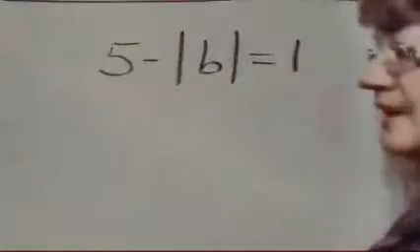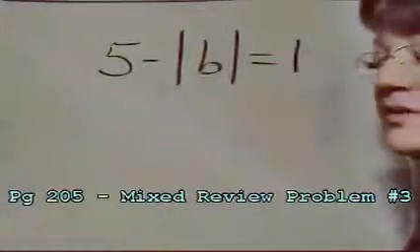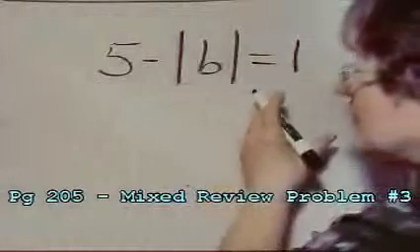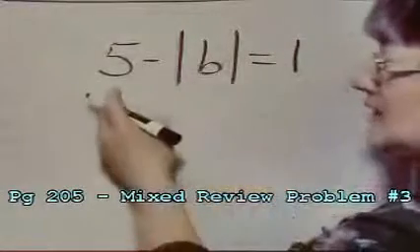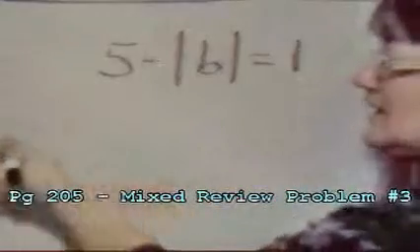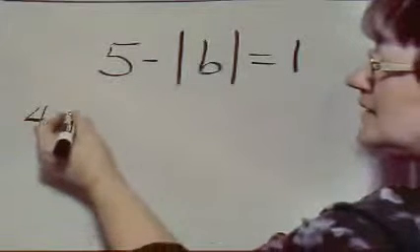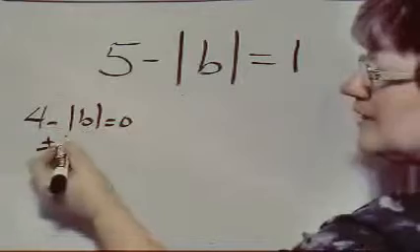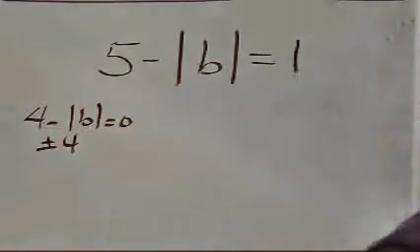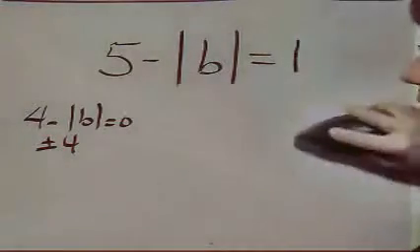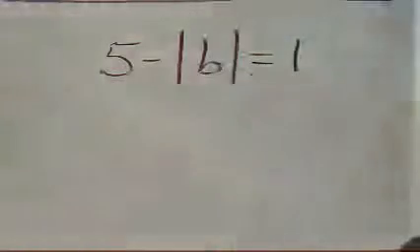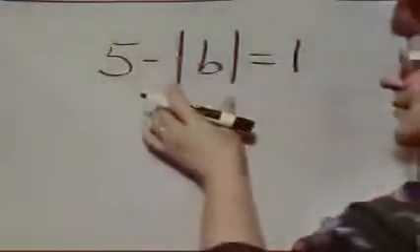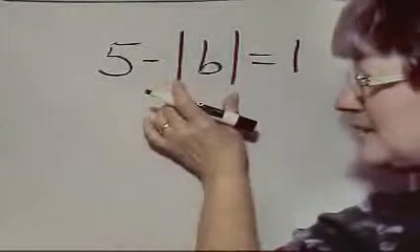When you solve an absolute value equation, the first thing you always want to do is isolate the absolute value all by itself. Some of you, on your homework, were subtracting 1 from both sides. Then you had 4 minus the absolute value of b equals 0, and you figured it must be plus or minus 4. That's true. However, that's not the correct way to do this problem. The correct way is to get this absolute value of b all by itself.